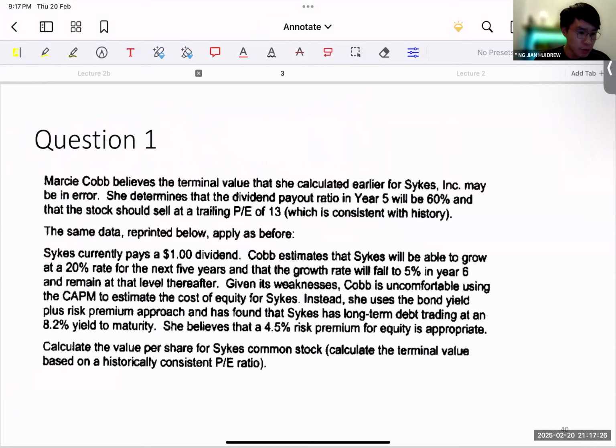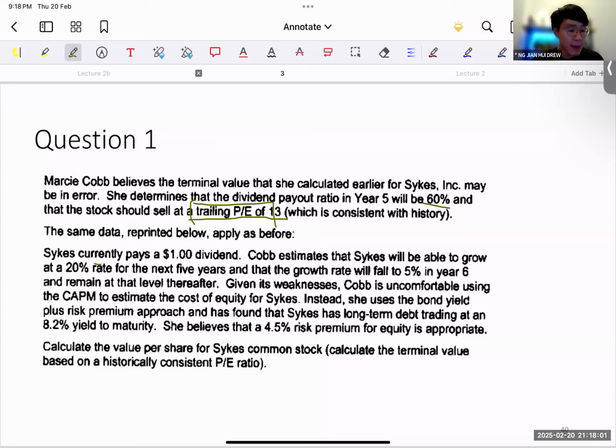Coke believes the terminal value that she has calculated earlier for the firm may be in error. To determine it, assume the dividend payout ratio in year five is 60%, and that the stock should sell at a trailing PE. This one is a bit of the last lecture, but don't worry, it's just the PE ratio of 13. Just think of it as the PE ratio based on the current earnings of 13.